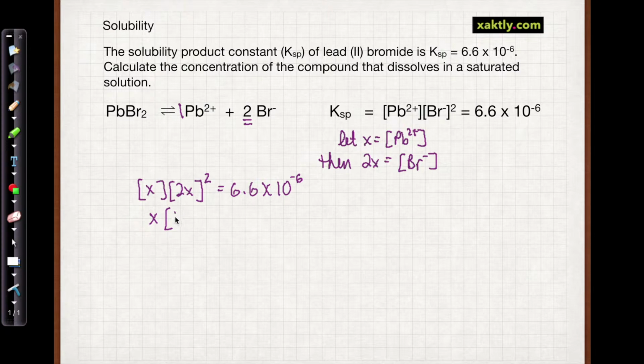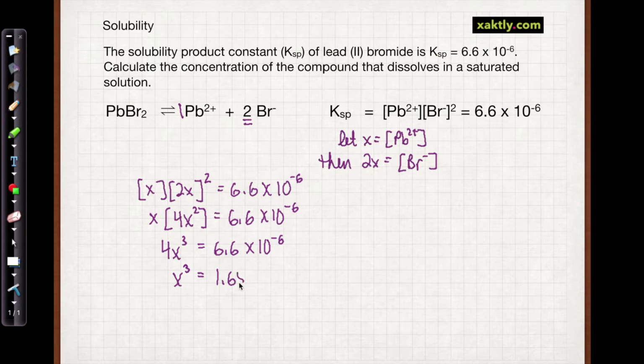We'll square the 2x, so that gives us 4x squared. And I'm just going to write this out so it's all very clear here. The next step is to multiply the x by the x squared to give us 4x cubed. And then we'll divide that 4 over to the right side, or divide both sides by 4 to get 1.65 times 10 to the minus 6.